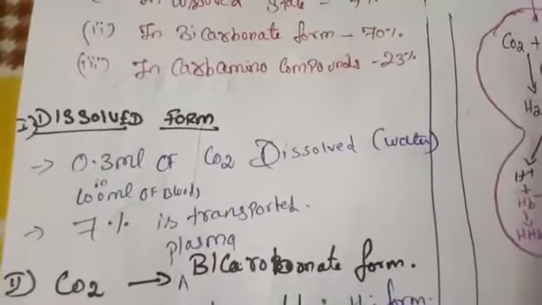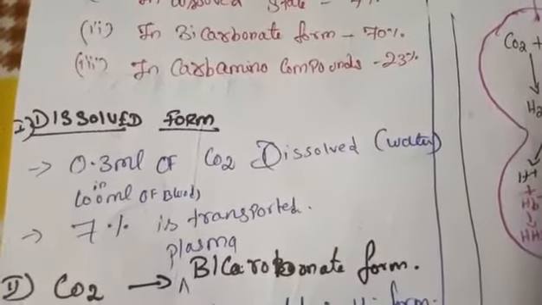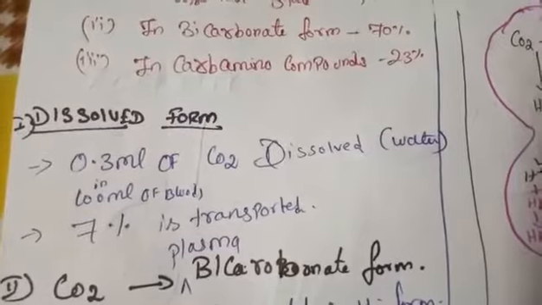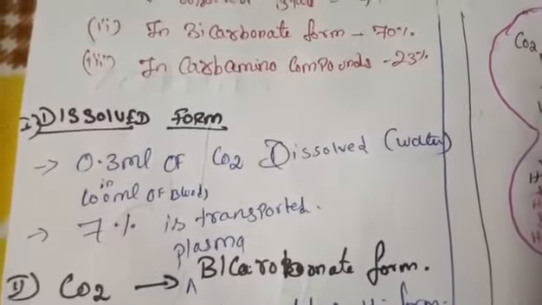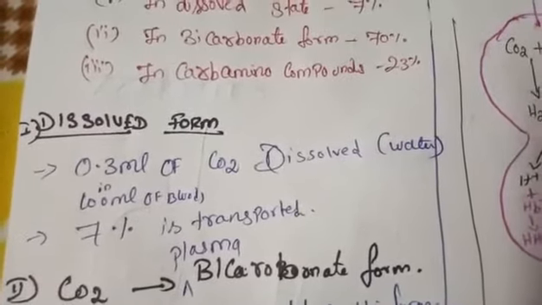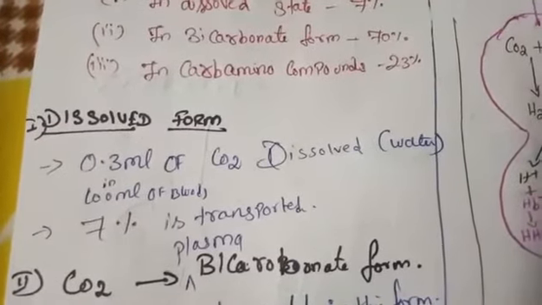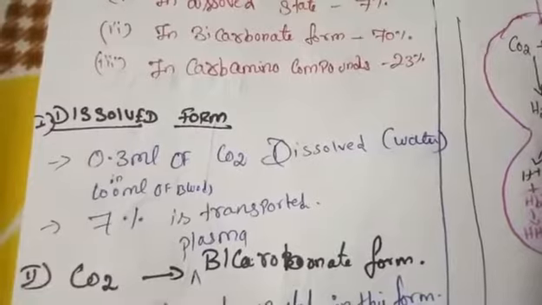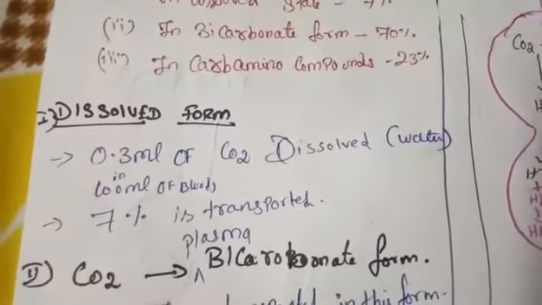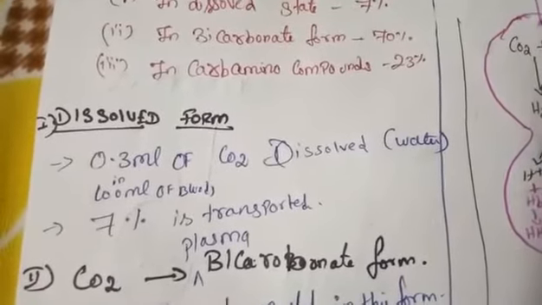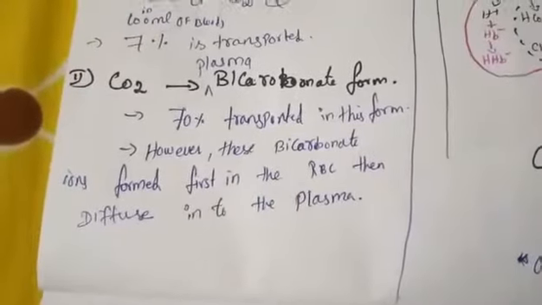Only 2 or 3 points you have to write for the dissolved form. That is 0.3 ml of carbon dioxide in 100 ml of blood. So among the 100 ml of blood, 0.3 ml of carbon dioxide is transported in dissolved form. That means it will be dissolved in the water or plasma. That means among this 100%, 7% is transported in this manner. Then we will go to the second way of transport.